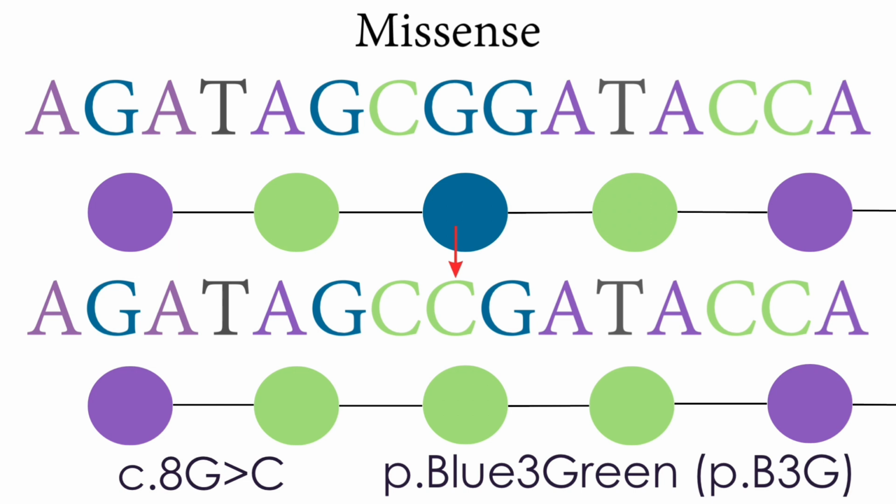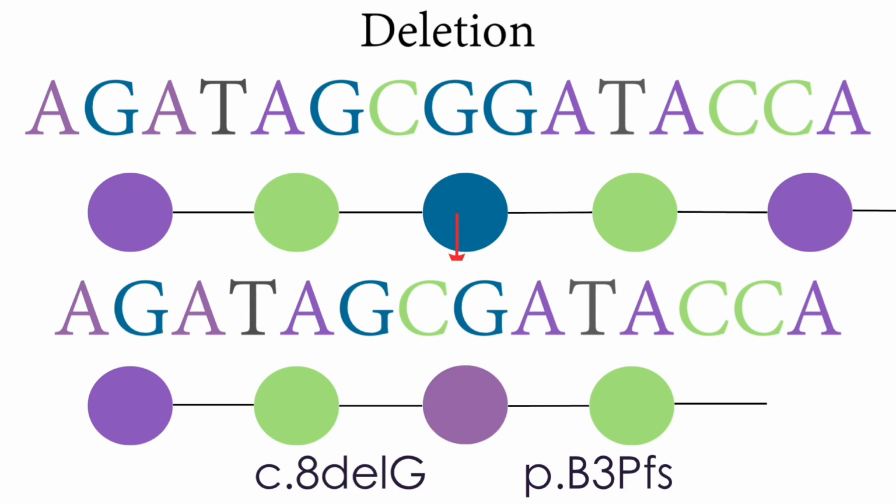And this can be written out as the c.8G>C, since the G at the 8th position has been changed from a G to a C. We can also write this as a p., so describing the protein change. This would be written as p.blue3green, since a blue at the 3rd position was changed to a green. The next is called a deletion.